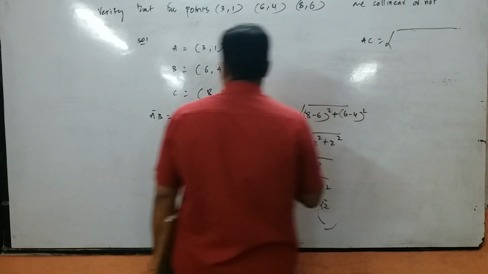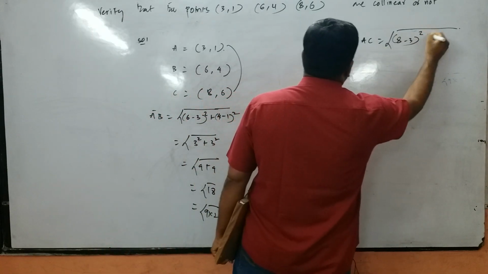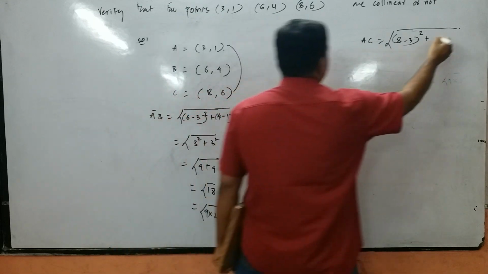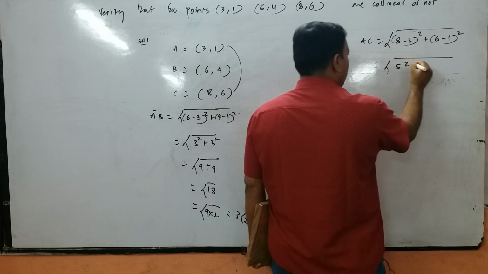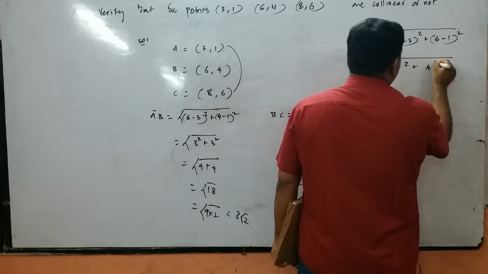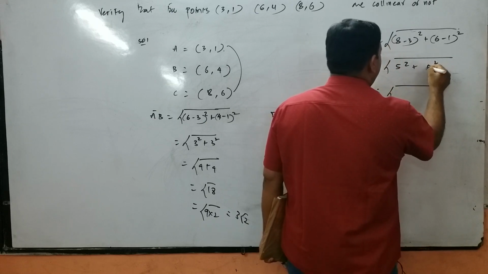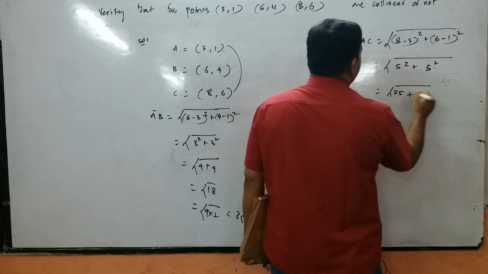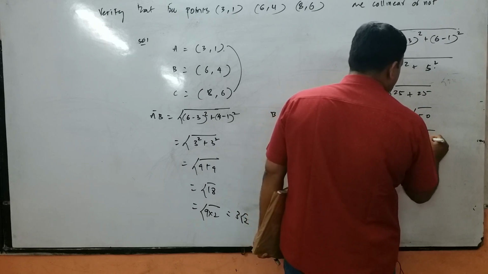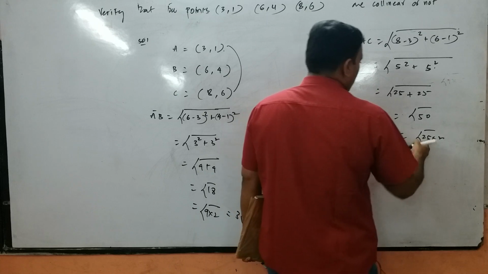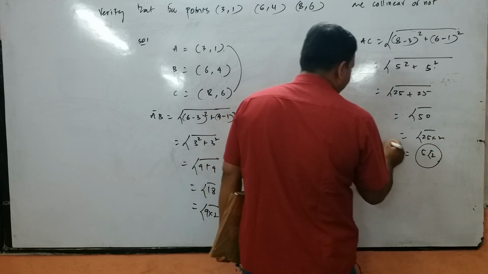What is AC? How do I find AC? These two points: 8 minus 3 whole square plus 6 minus 1 whole square. Now it is under root of what is 8 minus 3 whole square? 5 square. What is 6 minus 1 whole square? I am sorry, it is 5 square. 5 square 25 plus 5 square 25. It is square root of 50, and square root of 50 is nothing but 25 into 2 is 50. What is square root of 25? 5 root 2. Now please check. This is AC.